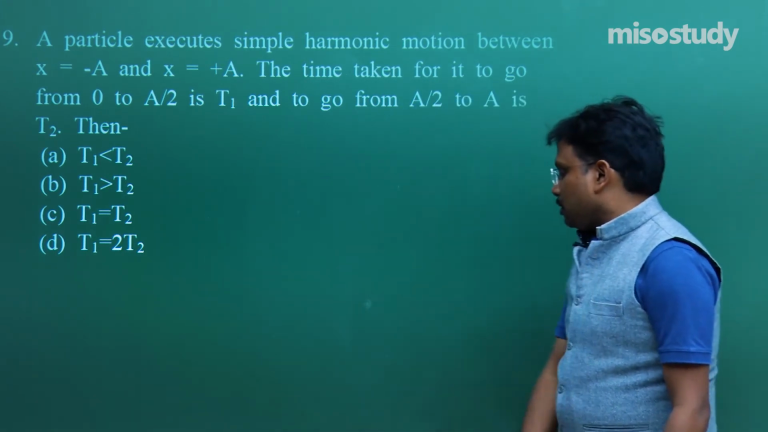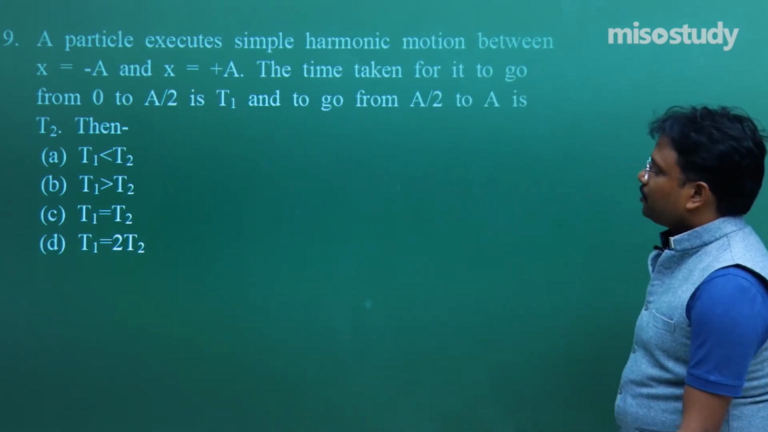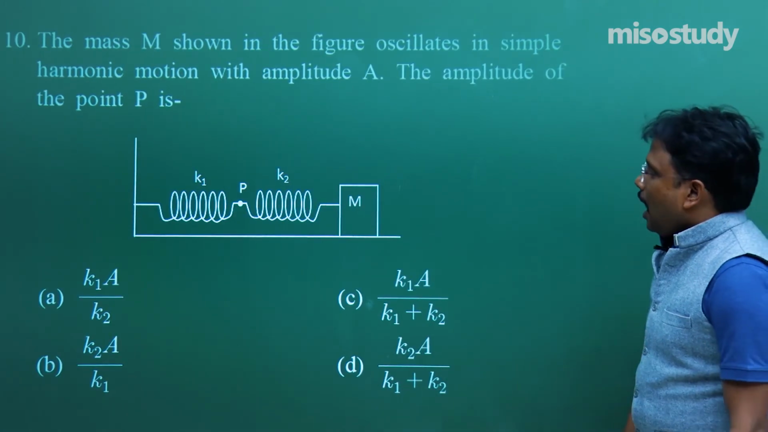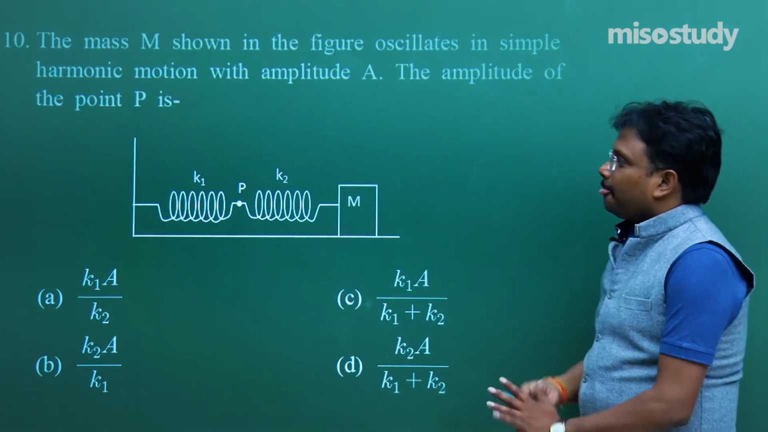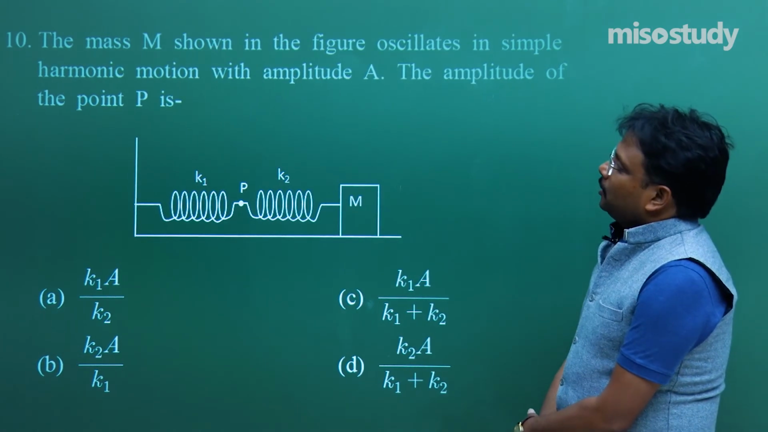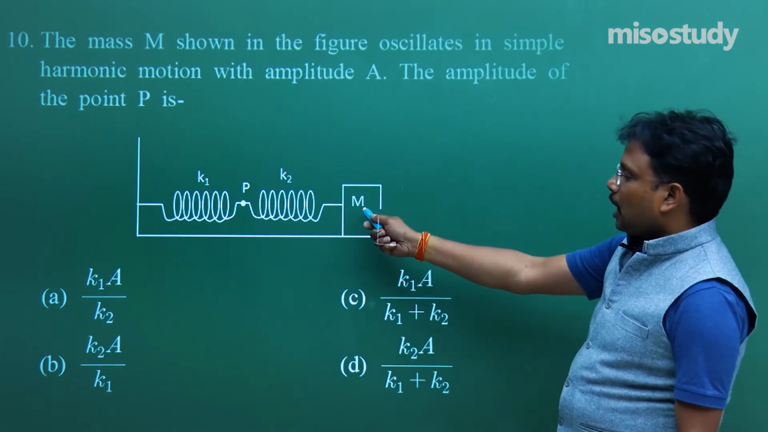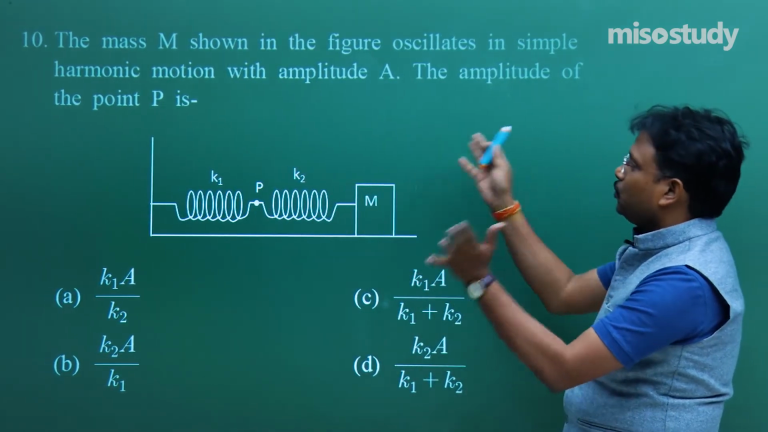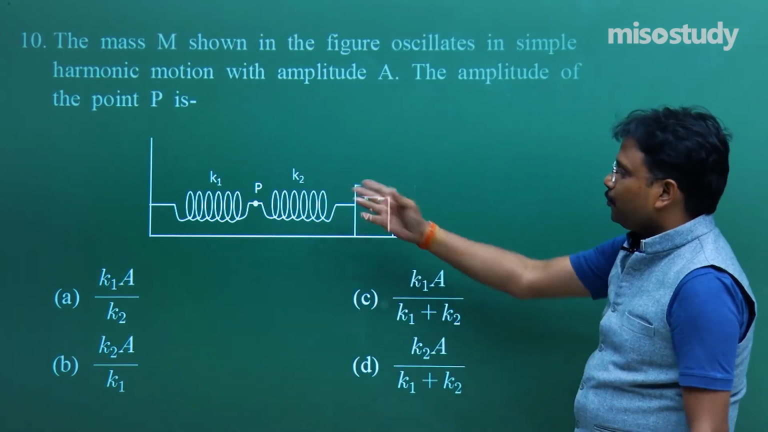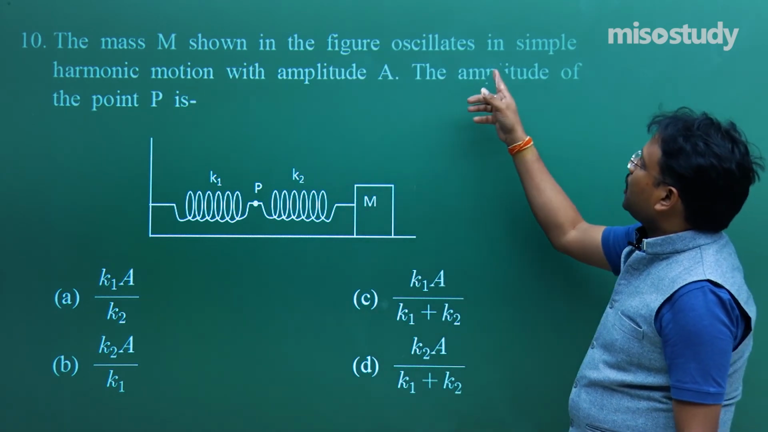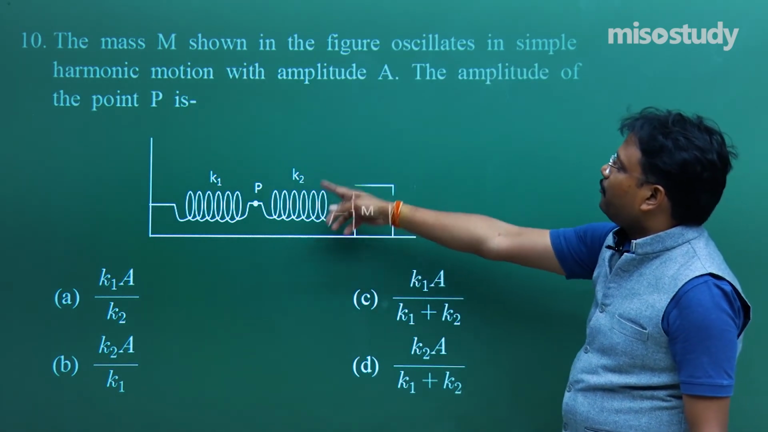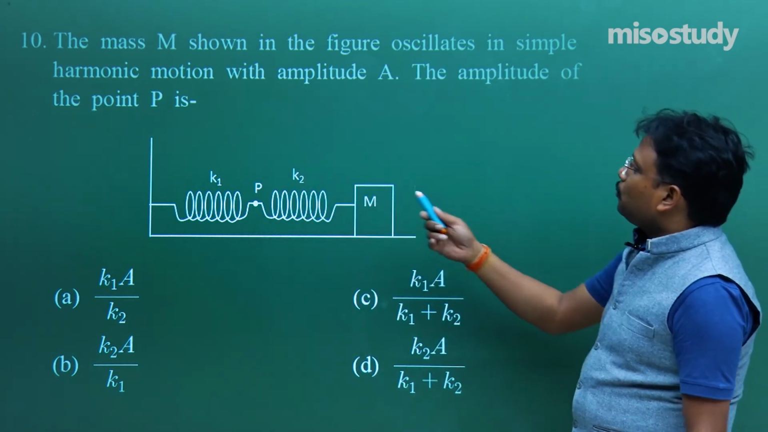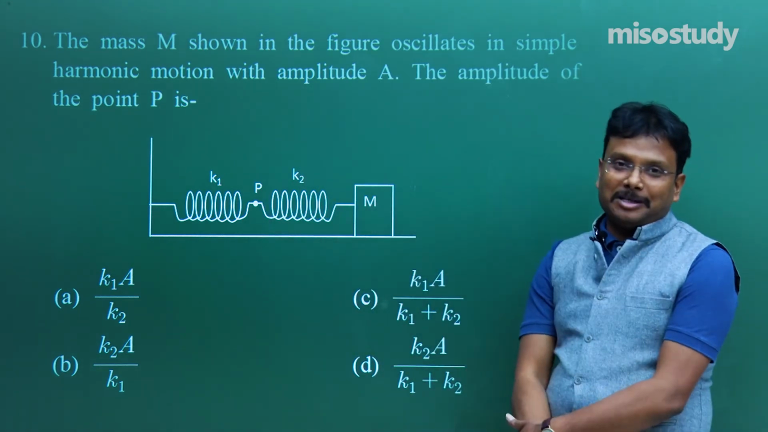Then a next question obviously is bound to come in front of your screen, and here comes this question. Question number 10. The mass m, I thought it's better to place this diagram rather than to create using my free hand. Beautiful diagram. In the figure, the mass oscillates in SHM with amplitude A. The amplitude of the point P is how much?